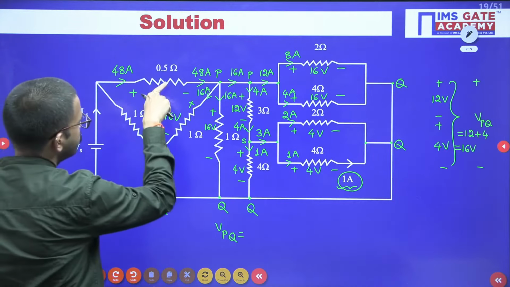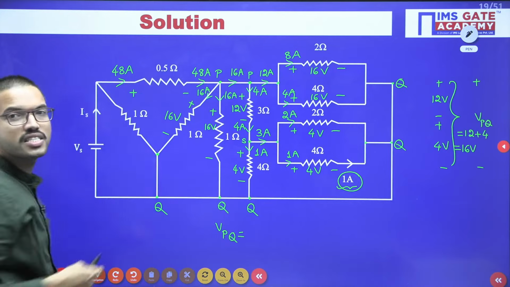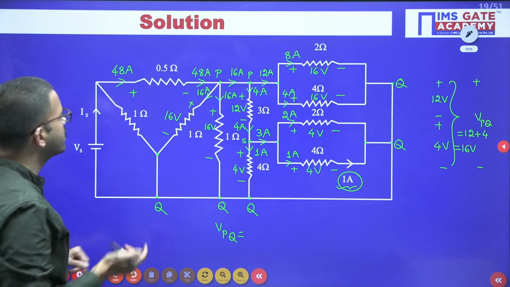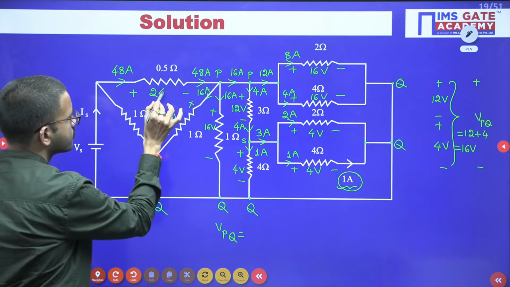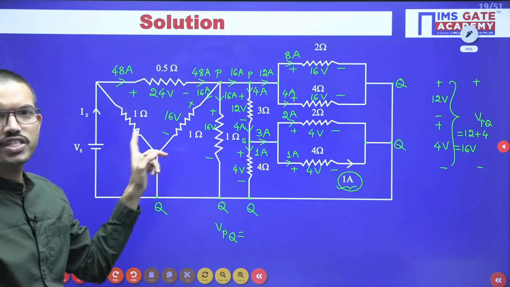See here, 48 ampere current is flowing and a 0.5 ohm resistor is there. 0.5 is nothing but what? 1 by 2. 1 by 2 into 48, that means 24 volts. If it is 1 ohm, then 48 volts. Correct? Yeah, very good, Ritin.